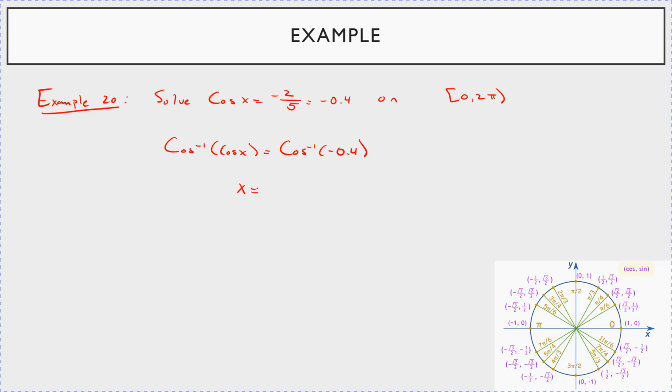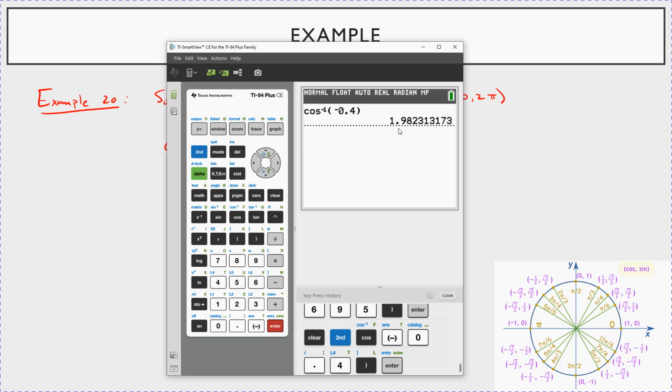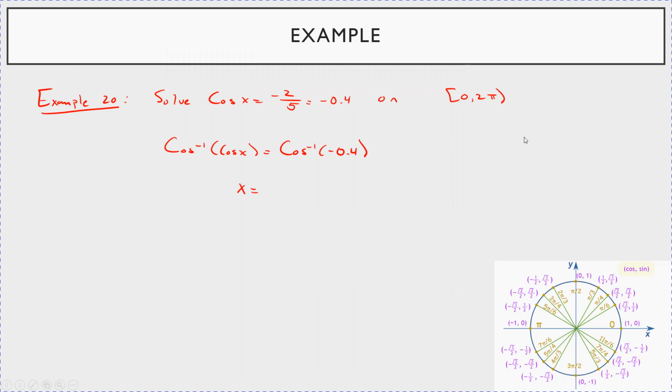So we're going to need our calculator here. I'm going to do cosine inverse of negative 0.4, and I'll round to 4 decimal points again. So look, this is 1.9823 when I round it. That's somewhere in terms of radians, right? So this is pi over 2 radians, and that's somewhere over here.